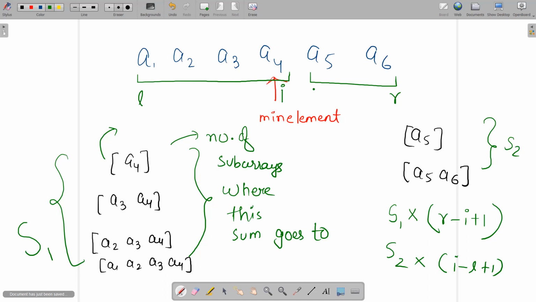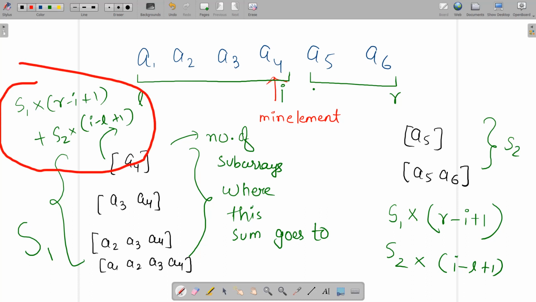So we need to find out the sum. Our sum where this minimum element will lie will be S1 into R minus I plus 1, plus S2 into I minus L plus 1. So this is the required sum, and let it be S. So our answer would be S into A4. Okay, so this is what we need to focus on.